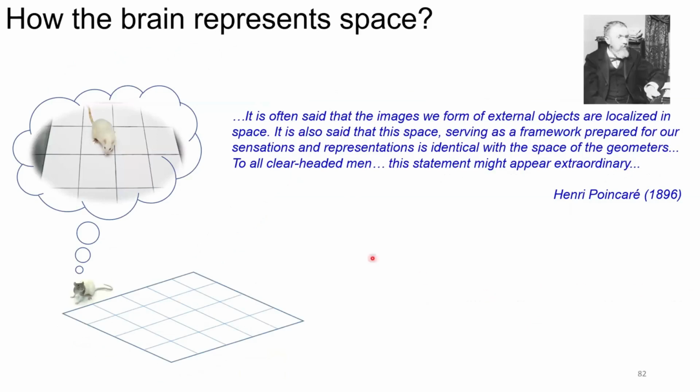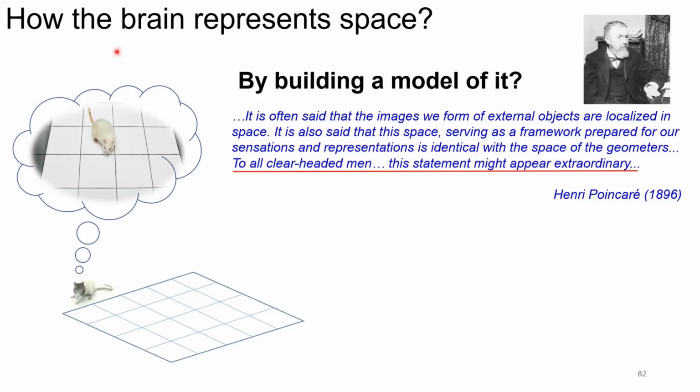It's kind of interesting. He says that it's often said that the images we form of external objects are localized in space. It is also said that this space, serving as a framework prepared for our sensations and representations, is identical with the space of geometries. And so to all clear-headed men, this coincidence might appear extraordinary indeed. This is quite a coincidence. Why does space as we know it coincide with the space as we produce in our brains?